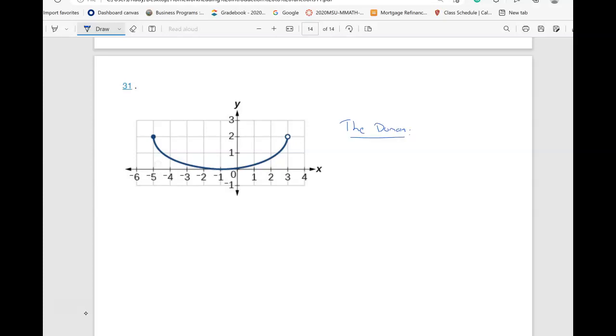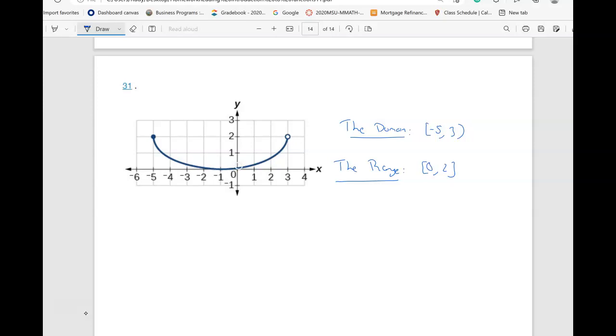When we look at the domain, it's going to start at -5 bracket. And you're not going to include 3. So technically, every value from -5 to the value of not including 3. In the range, it's going to be from 0 to the value of 2. So technically 0 to 2.